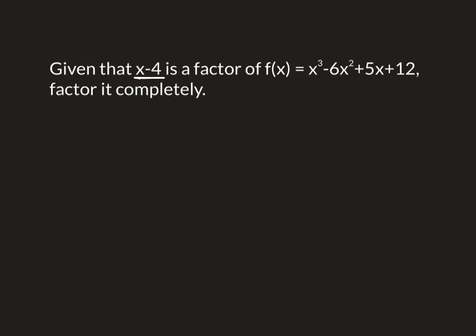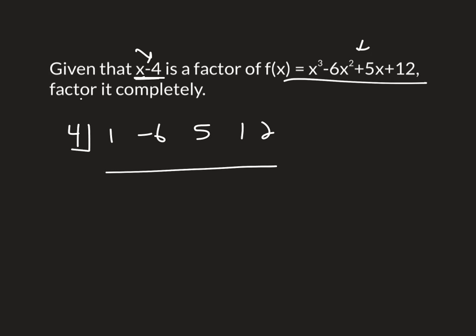They're going to tell you, given that x minus 4 is a factor of this, factor that completely. Okay, so what I need to do is break it down. I know x minus 4, because it's a factor, divides into it evenly. So I'm going to put a 4 in the box, with 1, negative 6, 5, 12. And I know I'm not going to get a remainder. The remainder is going to be 0.